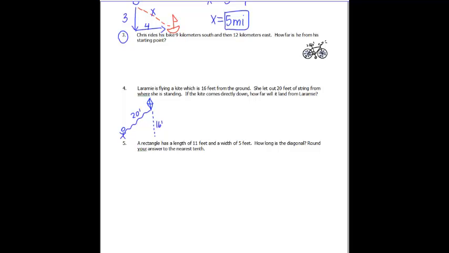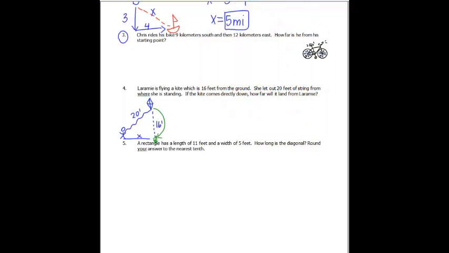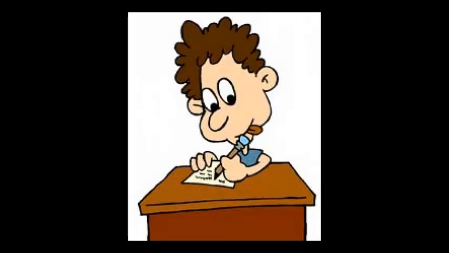I want to know if the kite were to come crashing down to the ground, how far would it land from Laramie? What I want to know is x, and again in this case I'm solving for one of the legs. I am not solving for the hypotenuse, and you need to be very aware of that when you're setting up your equation. Why don't you pause here and take a look at 3 and 4, and then we'll go on and do 5 together.